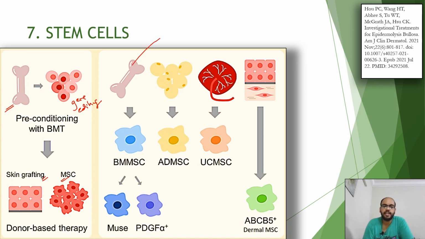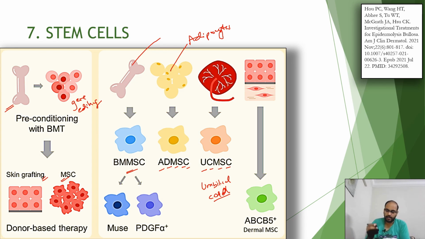Depending on the source of stem cells, it can be bone marrow. So bone marrow stem cells, you can have adipocytes, in which you have adipocyte-derived mesenchymal stem cells. You can have umbilical cord mesenchymal stem cells, and this is from the umbilical cord. A lot of hot topic regarding source of stem cells. Maybe if time permits, I'll make a video sometime in the foreseeable future regarding the use of stem cells in dermatology. Maybe if a lot of people demand for it. So this is how stem cells can be used.